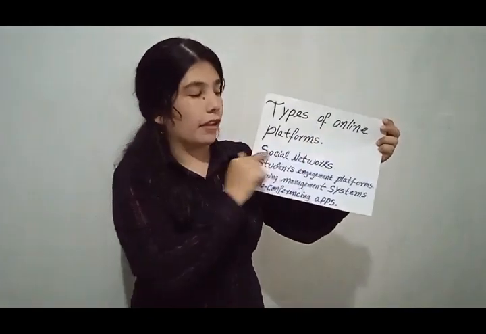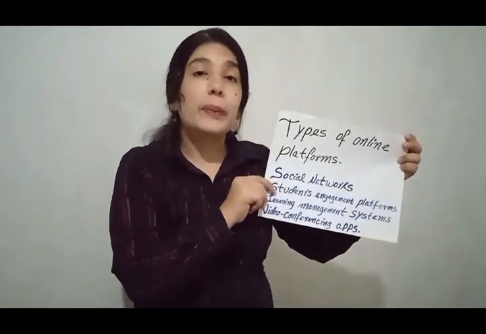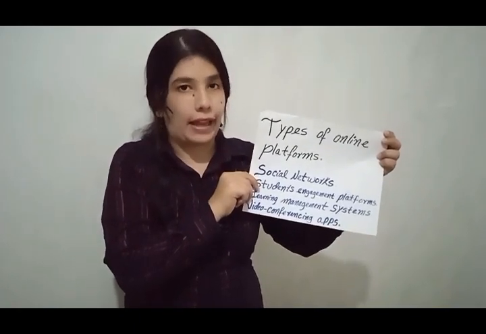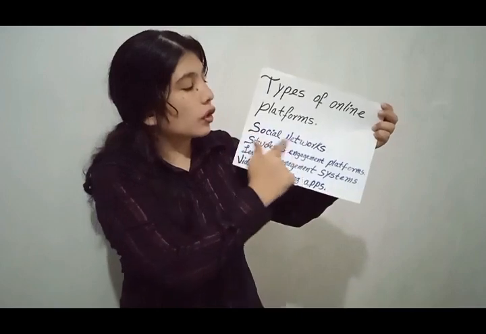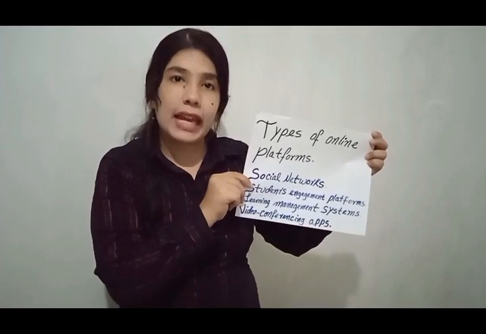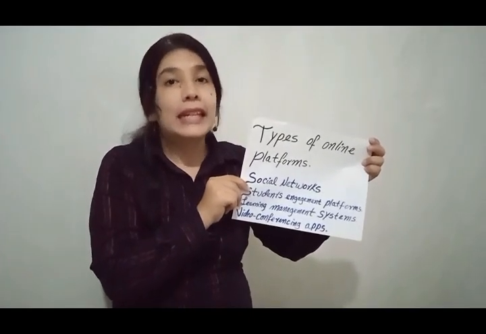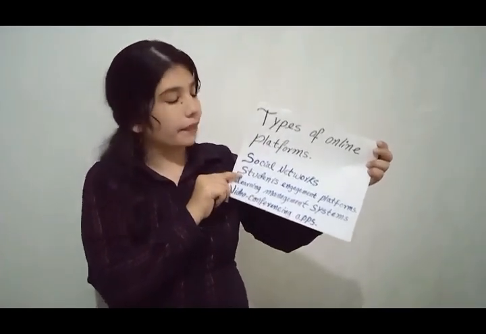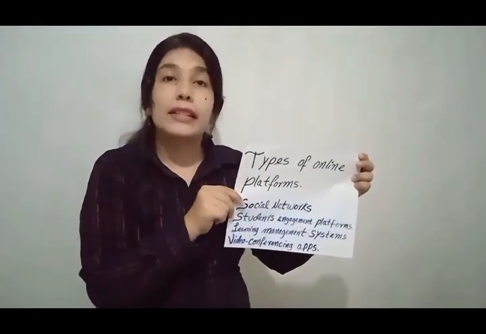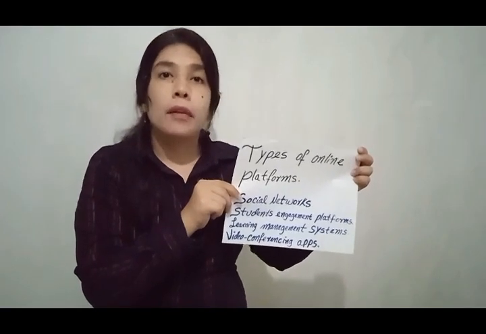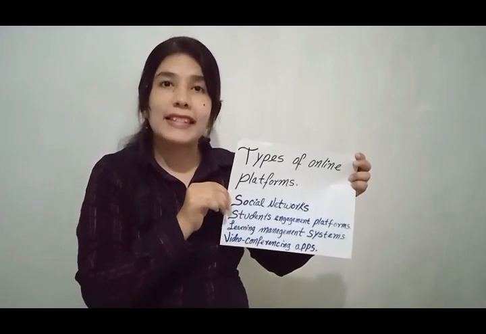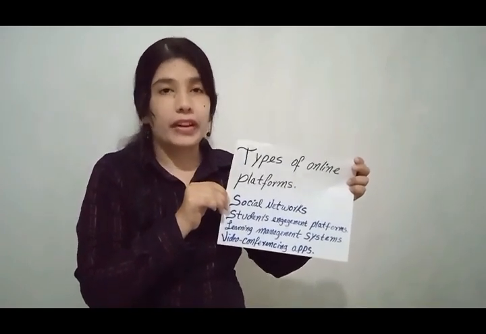Types of online platforms. This division is from the uses and according to the original purpose behind their design. First, we have social networks, in which the purpose is to enable communication and connection with others. The example is Facebook. Another is the student engagement platform, in which we increase student participation and build content comprehension. Some examples include quizzes, Kahoot, and Book Creator.